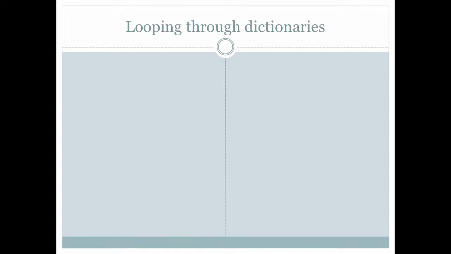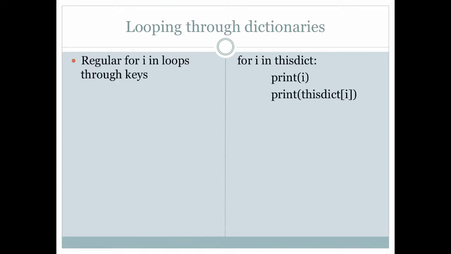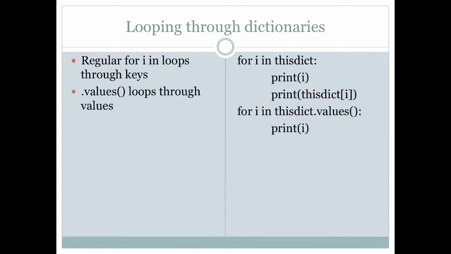So now, looping through dictionaries. There's a couple ways to loop through dictionaries. First you have this regular for loop. You're just going to do for i in this dict, and then i would be all the keys in the dict, okay? And you also have dot values, which loops through, as you may have guessed, the values.